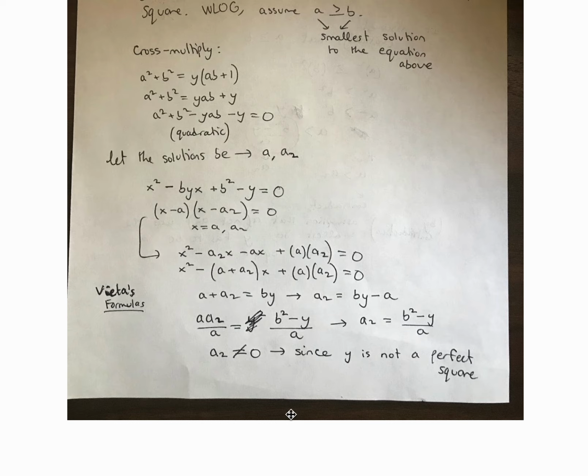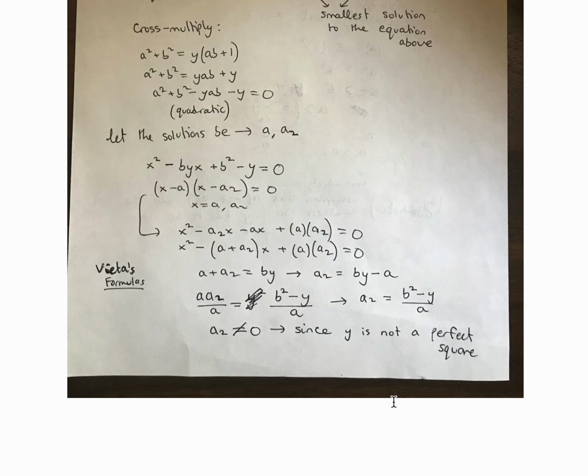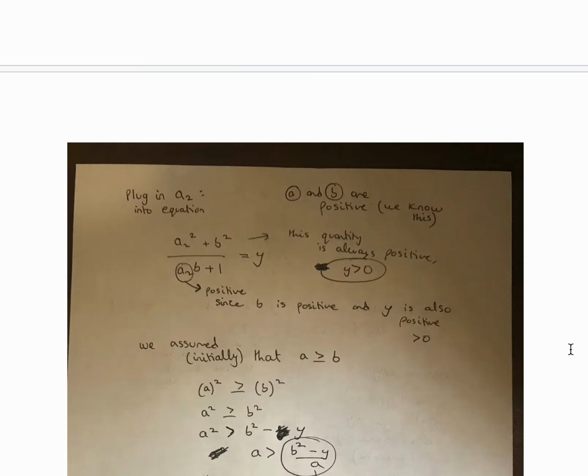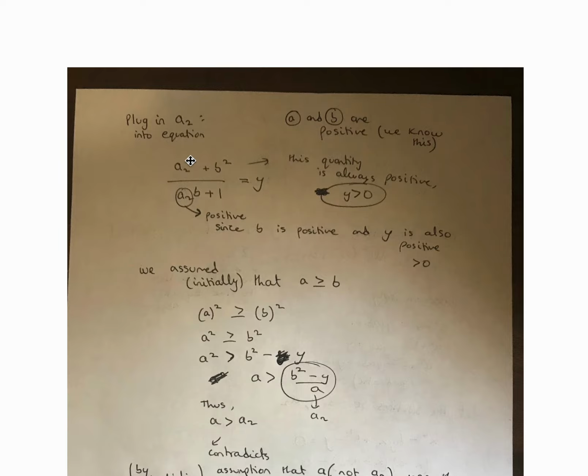Here, an observation that I can make is that a2 is not equal to 0, because we're assuming by contradiction that y is not a perfect square. That means that a2 cannot equal 0. Then I substituted a2 into the equation, so I get that (a2 squared plus b squared) divided by (a2b plus 1) is equal to y. An observation is that the top is always going to be positive, because b is positive, and even if a2 is negative, the whole thing becomes positive. So this whole thing is always going to be positive.